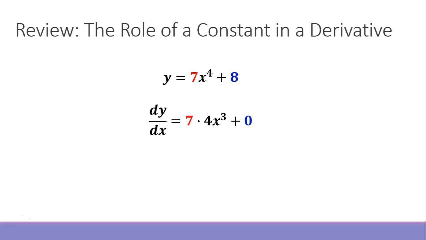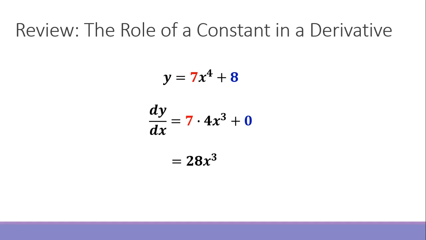When we take the derivative of this function with respect to x, we look at the first term as a constant times the function x to the fourth. So the derivative of the first term is that constant 7 times the derivative of x to the fourth, which is 4x to the third. The second term, the 8, is just a constant term without a variable, and we know that the derivative of a constant term is 0. Now those ideas are going to be very important when we start to look at partial derivatives.